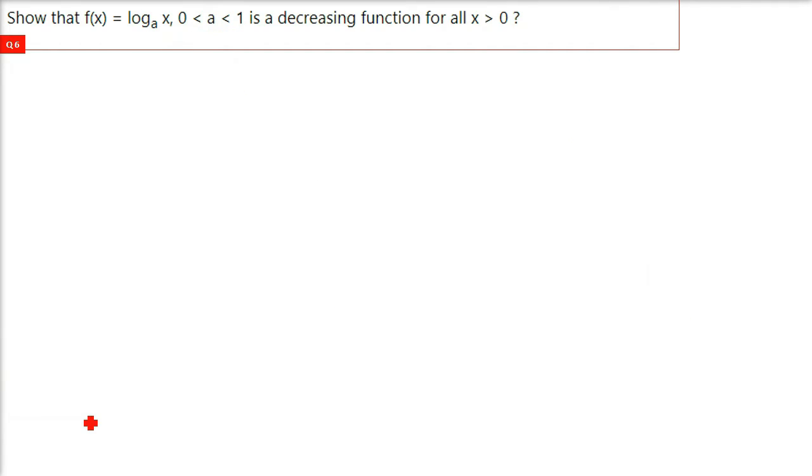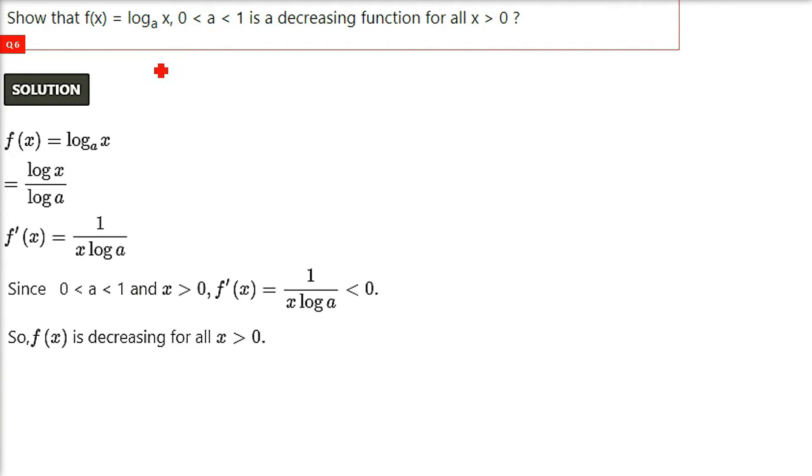So whatever I have told you, you have to explain it like this. It has no more explanation. The explanation which I gave is enough, but you have to write it. It is not written here, but the explanation has to be written, because it is simply 1 by x log a, which will always be less than 0.